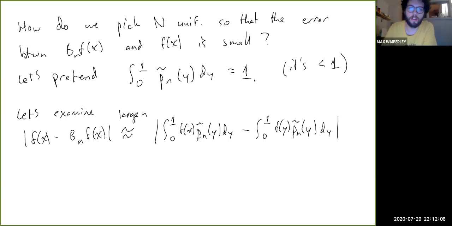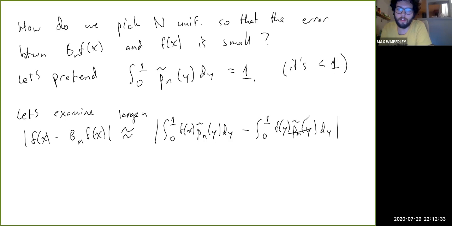Well, so first of all, if we pretend that the integral from 0 to 1 of pn tilde of y dy is 1, then f of x is just a constant in this integral. So this would literally equal f of x under this assumption, right? Of course, it's slightly less than f of x, but when you pick n extremely large, this gets very, very close to 1, so this gets extremely close to f of x, okay? So that's just one thing floating around in the background.